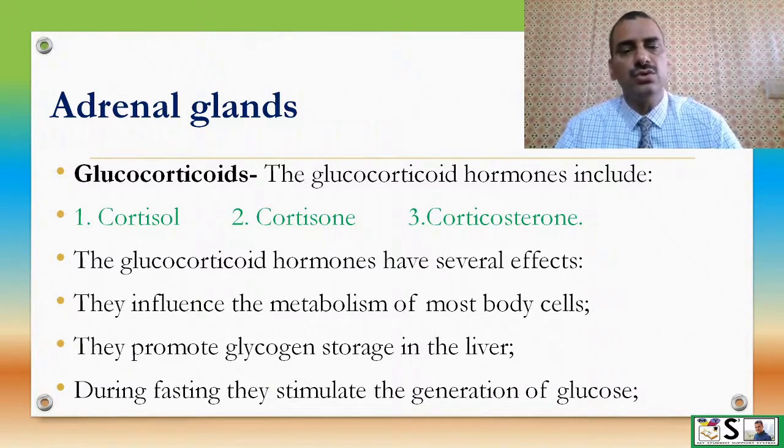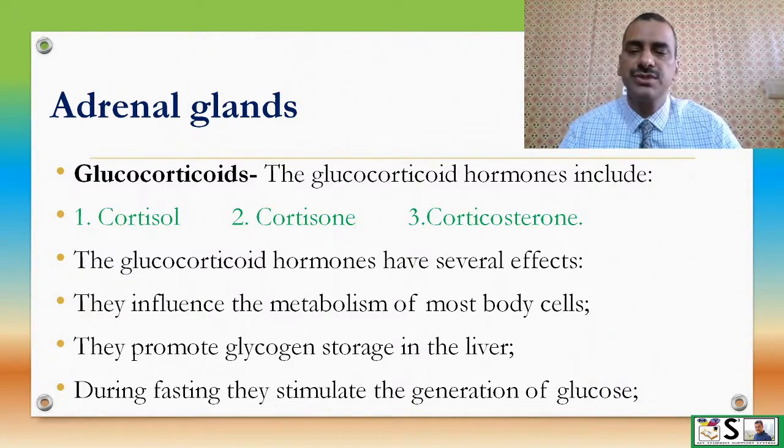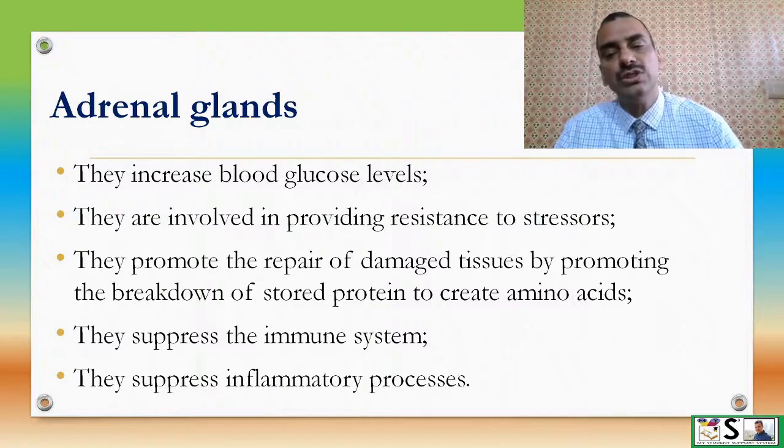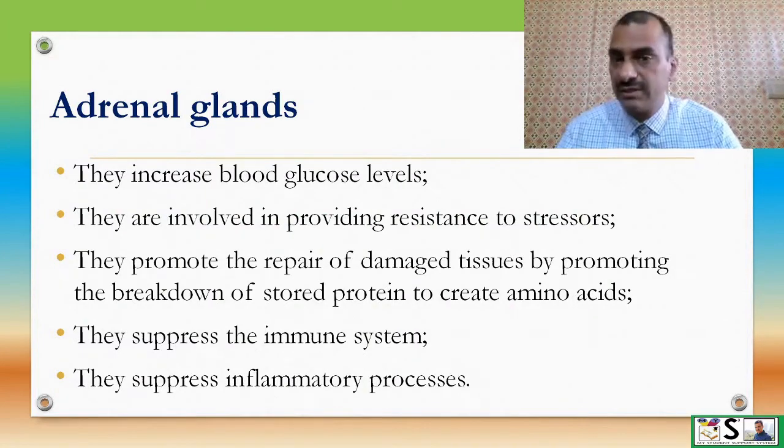Glucocorticoids. The glucocorticoid hormones include cortisol, cortisone, and corticosterone. The glucocorticoid hormones have several effects on our body. They influence the metabolism of most body cells. They promote glycogen storage in the liver, and during fasting they stimulate generation of glucose, meaning gluconeogenesis. They also increase the blood glucose level.